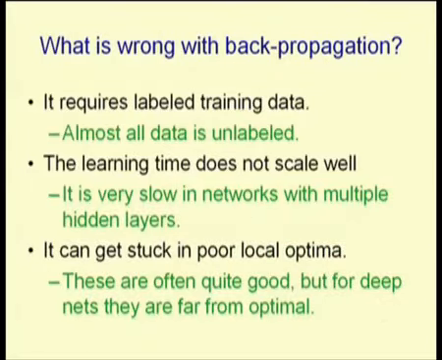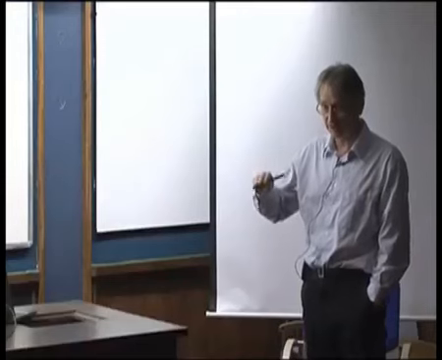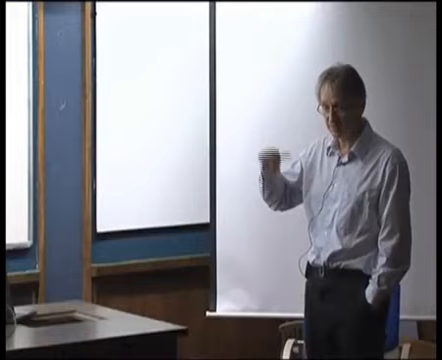What's wrong with backpropagation? The reason it can't compete with support vector machines on many of the tasks it was tried at, or doesn't do any better at least, is it requires labeled training data. And getting big labeled sets is tough. The learning time doesn't scale well. It's slow in deep networks. And deep networks often get stuck in poor local optima. I mean, they're much better than random, but we now know that, because we've got better ways of training them, deep networks can find much better optima than you find by just doing backpropagation from the labels.